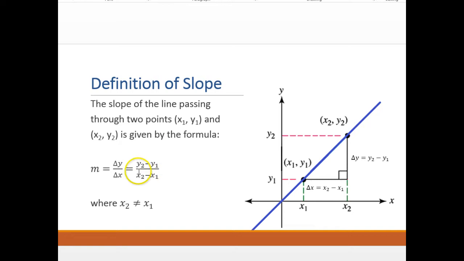This is going to give us a nice ratio, the change in y over the change in x. Some of you may have memorized it as rise over run. The one thing we do require is that x2 not be equal to x1, because if x1 and x2 are equal, this is undefined. This is simply what we're calculating. Here's your delta y, the height, the rise. Here's your delta x, the run.